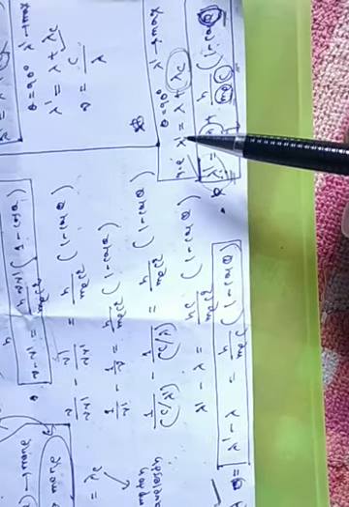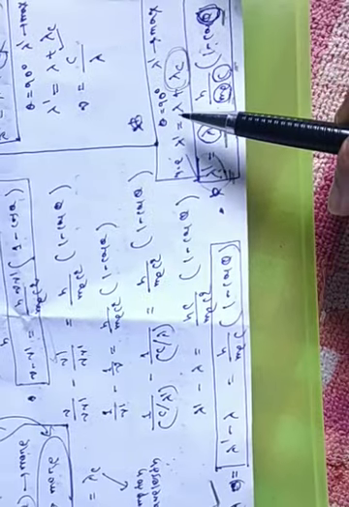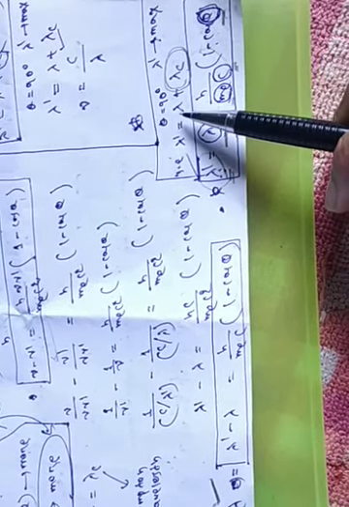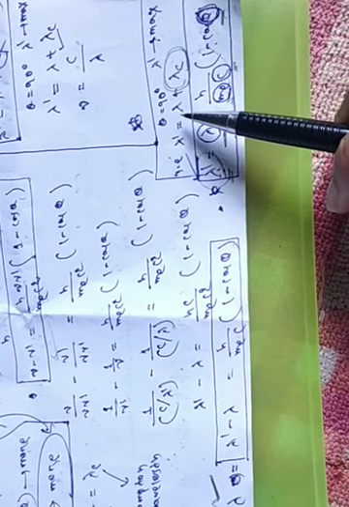This phenomenon can only be explained by taking the quantum nature of light, or the discrete nature of light. It cannot be explained by taking light as an electromagnetic wave. That's all about the Compton effect.